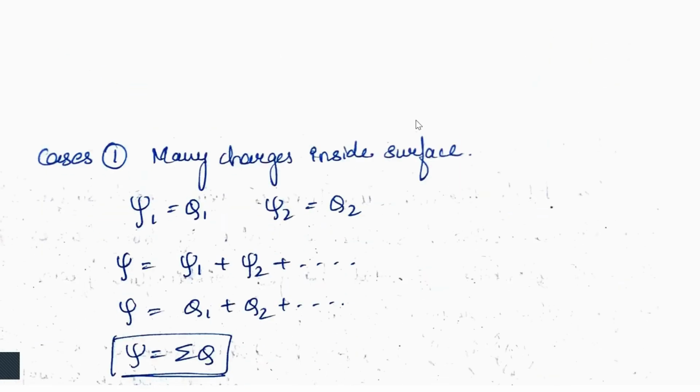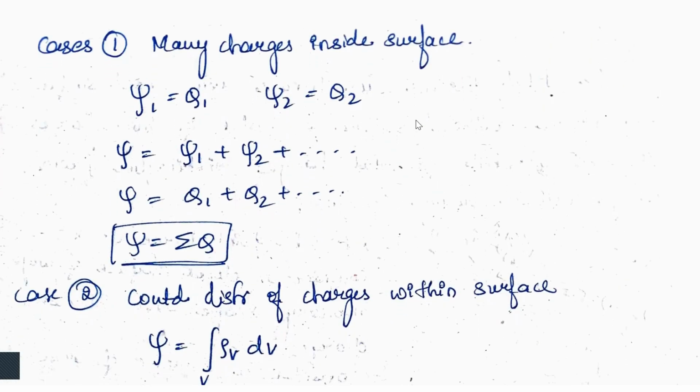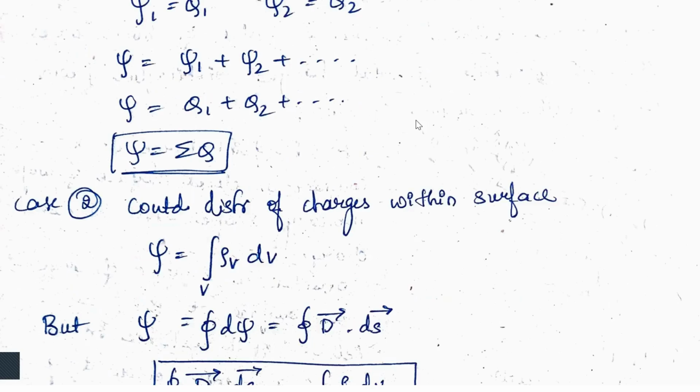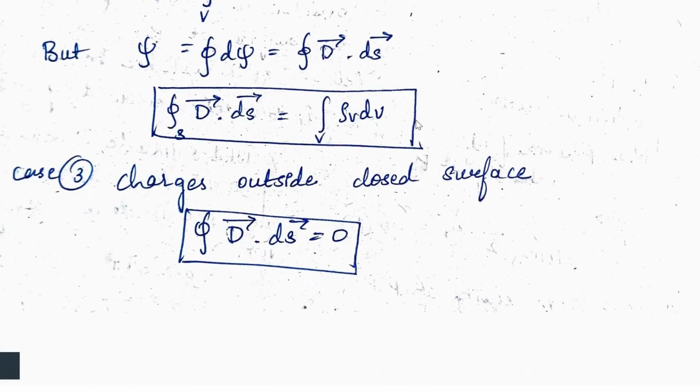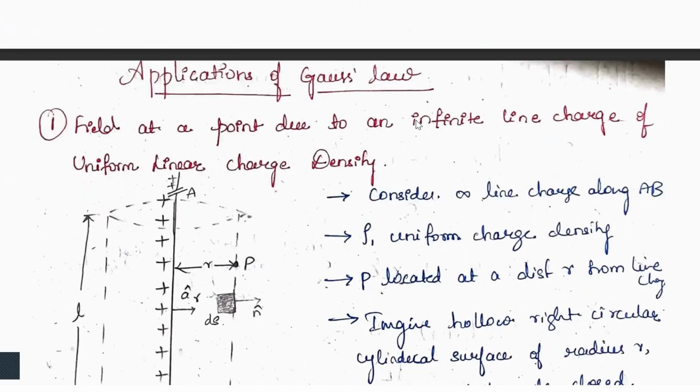Next come many charges. Case 1: if we have many charges inside the surface, then psi is equal to the summation of all those charges. Case 2: a continuous distribution of charges within the surface, then psi is equal to the volume integral of rho v dv. But we have psi equal to the integral of d psi, that is the integral of D vector dot dS vector. Finally, you get the surface integral of D vector dot dS vector equal to the volume integral of rho v dv. Then the charges outside the closed surface contribute obviously 0.